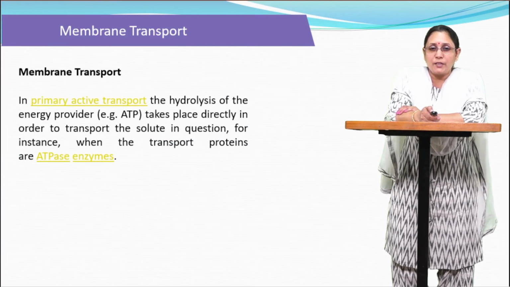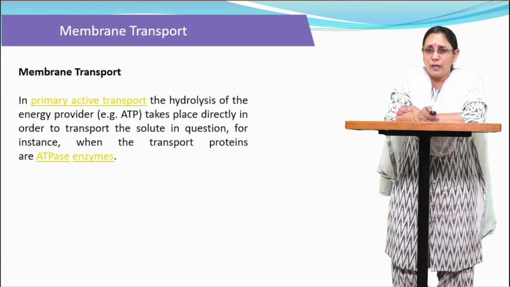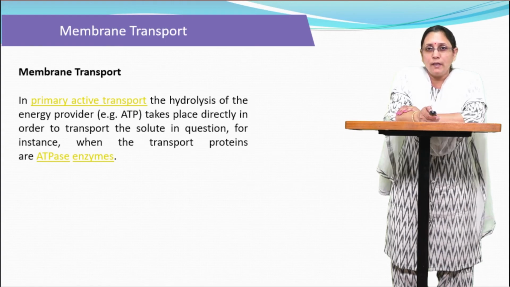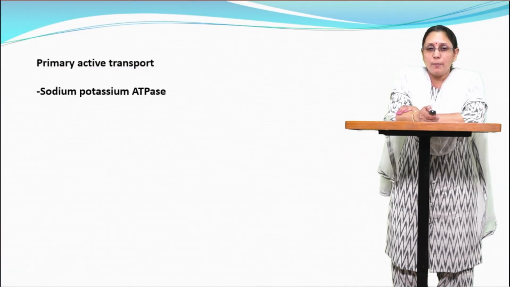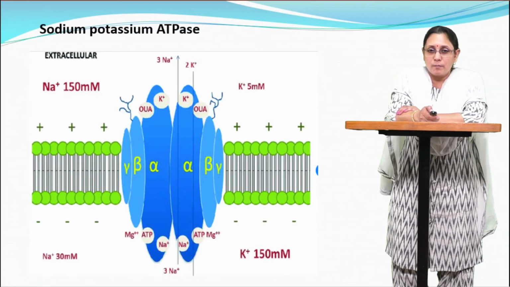So in primary active transport, basically the enzyme, one of the globular proteins or channel proteins present inside this plasma membrane, is called an ATPase enzyme. How it works, we can see in this sodium potassium ATPase pump. Remember, the sodium potassium ATPase pump is one type of primary active transport mechanism.